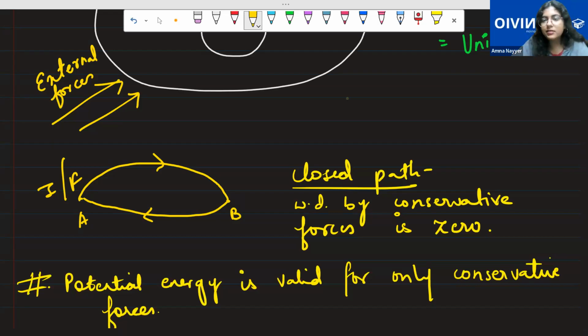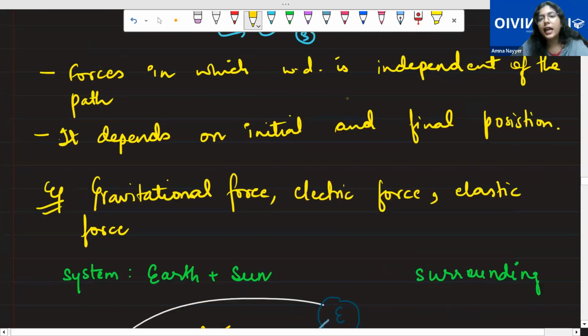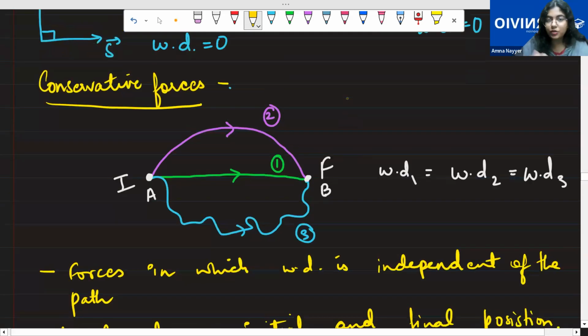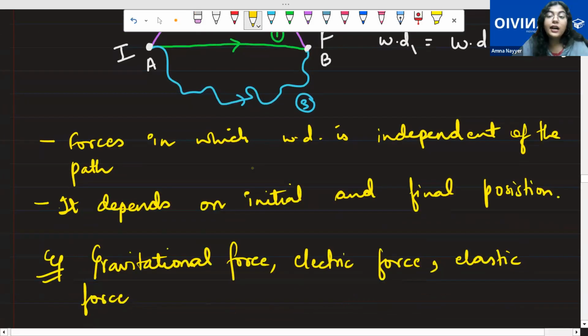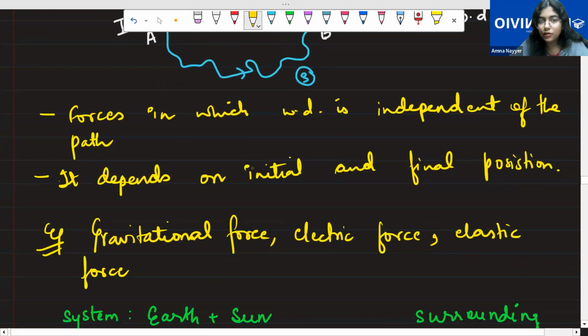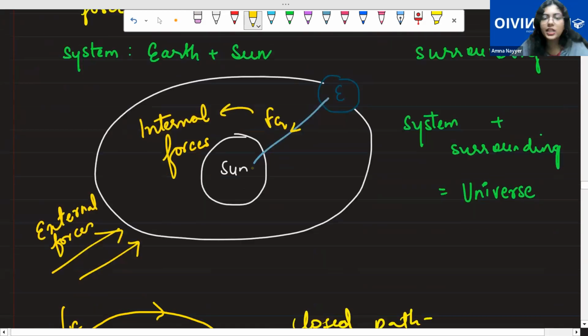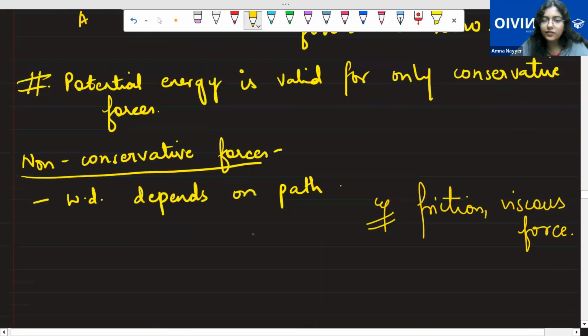Now, why are we studying this topic so urgently and why in this chapter? The reason behind it is that the potential energy which we are about to start, potential energy just depends on the conservative forces. That's why we are studying this. Potential energy is just valid for conservative forces. If you have non-conservative forces, potential energy is not valid. Okay, so it is valid only for conservative forces.